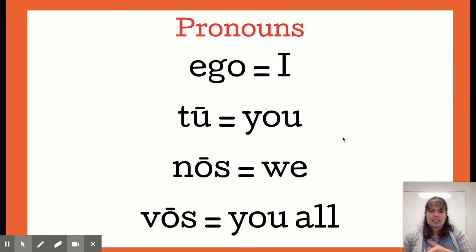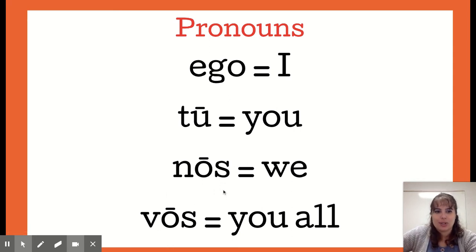All right, and then the last thing is our pronouns. So we've seen ego and tu, and in this chapter we're introduced to nos and vos. Ego means I, tu is you, and nos is the plural of ego. So nos means we, and vos means y'all or you all. This is the plural of tu. So these are our two new pronouns. You'll be seeing these.